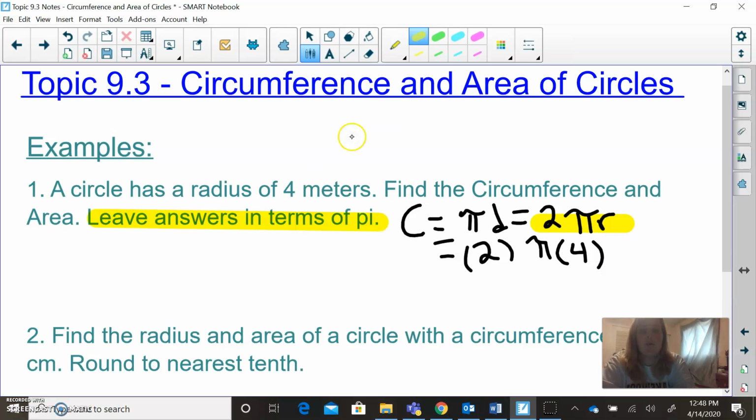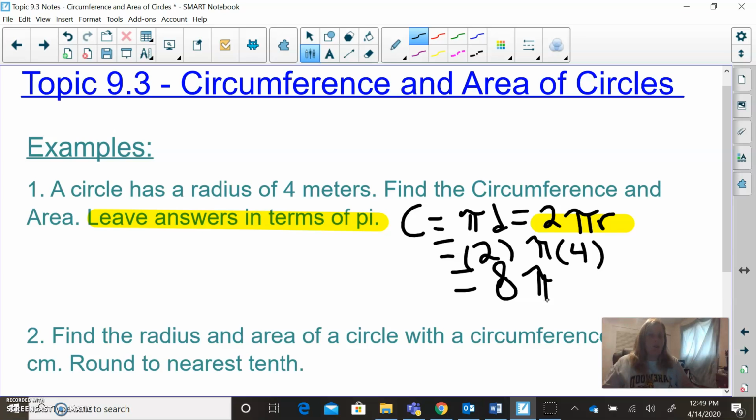Also, remember with multiplication, order really doesn't matter. You could do 2 times 4, then times pi. You could do pi times 4 times 2. You could do 2 times pi times 4. Multiplication, order really doesn't matter. And in this one, we need to leave it in terms of pi. So we're not going to multiply pi through. The only thing we're going to multiply here is 2 and 4. 2 times 4 is 8. So we'll have 8 pi. Perfect. Awesome. 8 pi, guys.